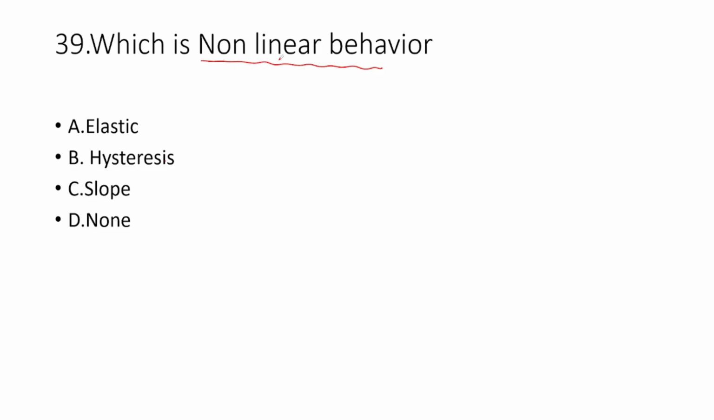Which is non-linear behavior? A. Elastic. B. High stresses. C. Slope. D. None of these. So the right answer is high stresses.